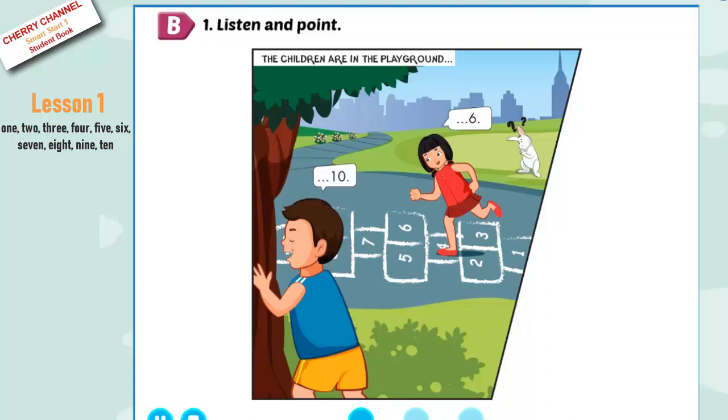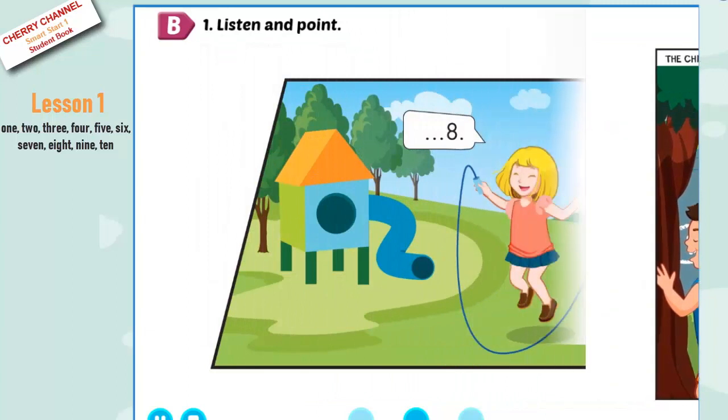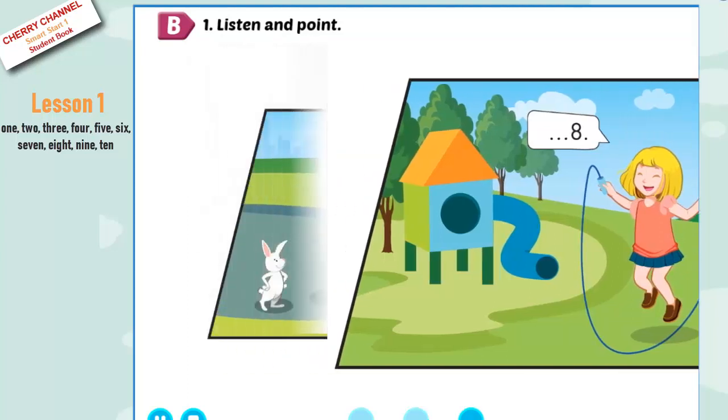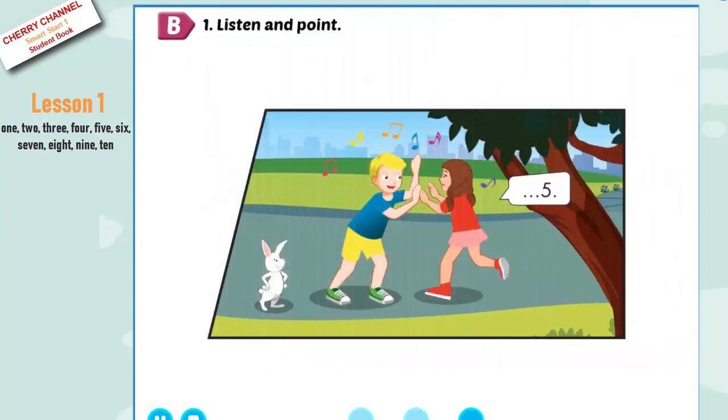1, 2, 3, 4, 5, 6, 7, 8, 9, 10. Here I come! Three. 1, 2, 3, 4, 5, 6, 7, 8. 8? Huh? 4. 1, 2, 3, 4, 5. Once I caught a fish alive.